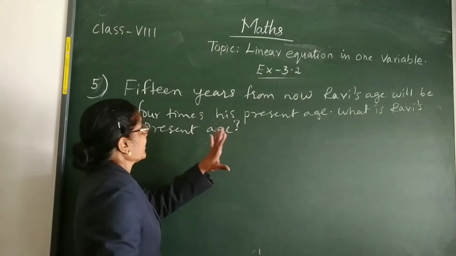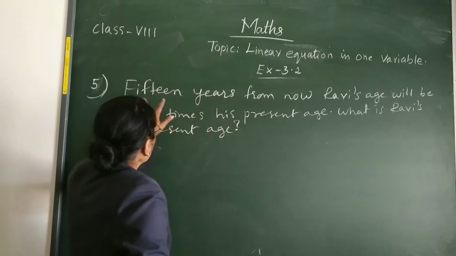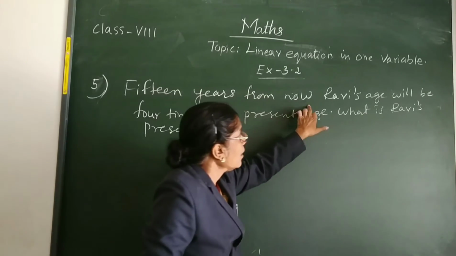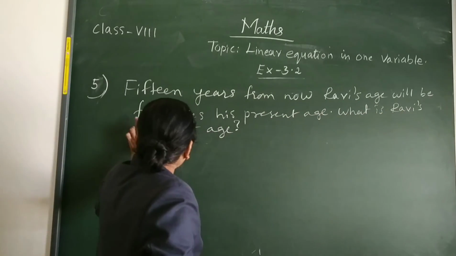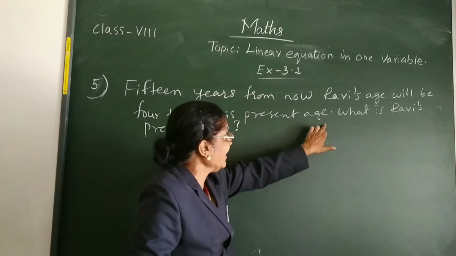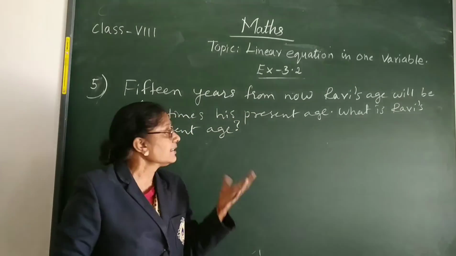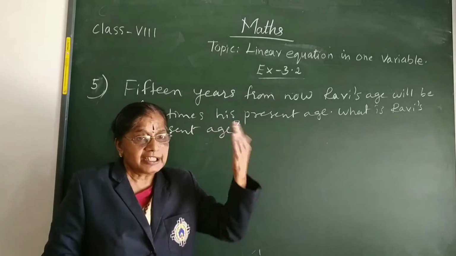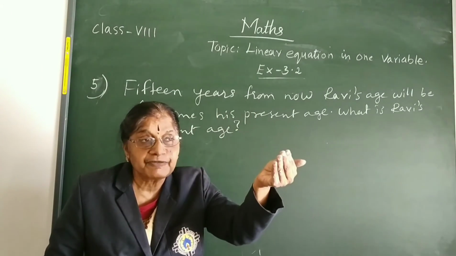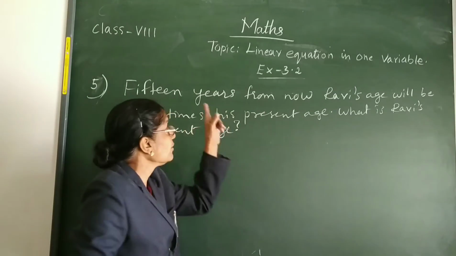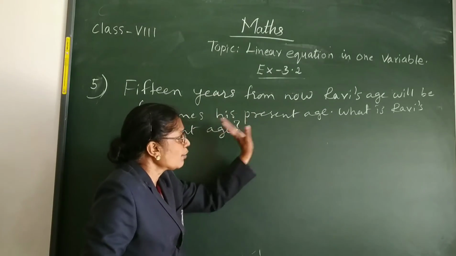Now let us go to the next sum. What does the next sum say? Let us see. 15 years from now, Ravi's age will be 4 times his present age. What is Ravi's present age? Now, if you are 11 years, so how many 15 years from now? It means you have to add 15 to the 11. So 11 plus 15 is how much? 26 years. So that type of sum is this. We don't know what the present age is.